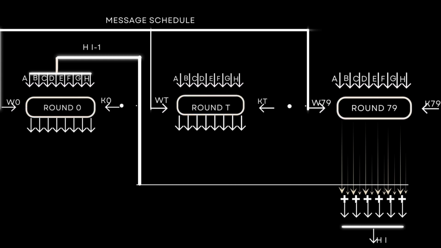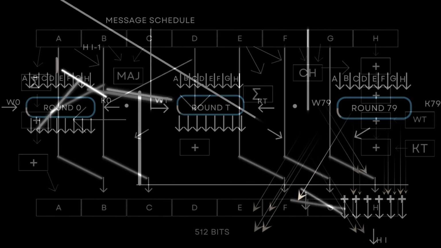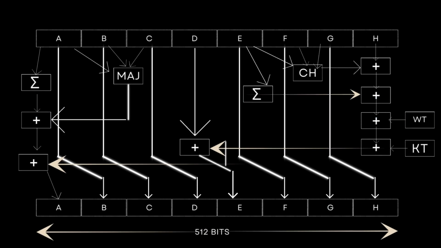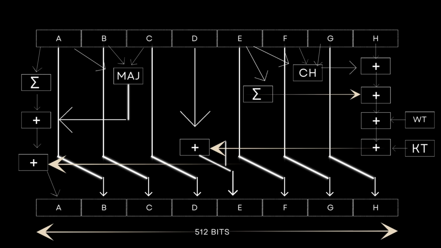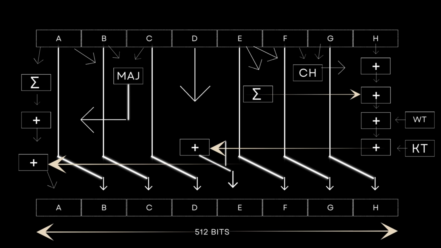The fourth step involves the logical functions. The round function uses two logical functions, Ch(E, F, G). This function, called the choice function, operates on the bits of the variables E, F, and G. It selects bits from F and G based on the value of E, ensuring nonlinearity in the algorithm.